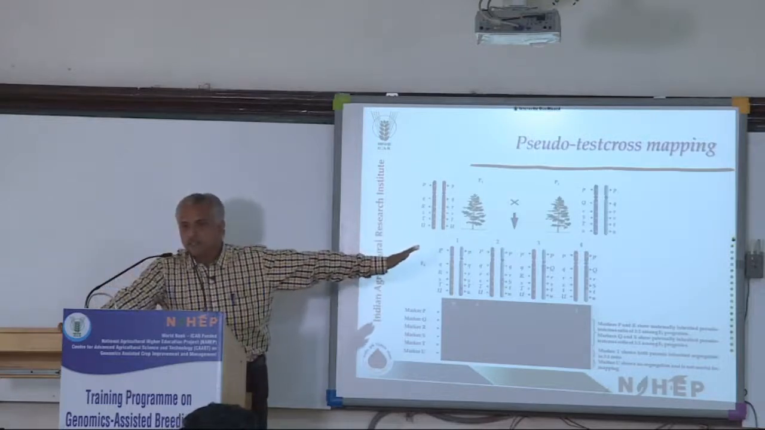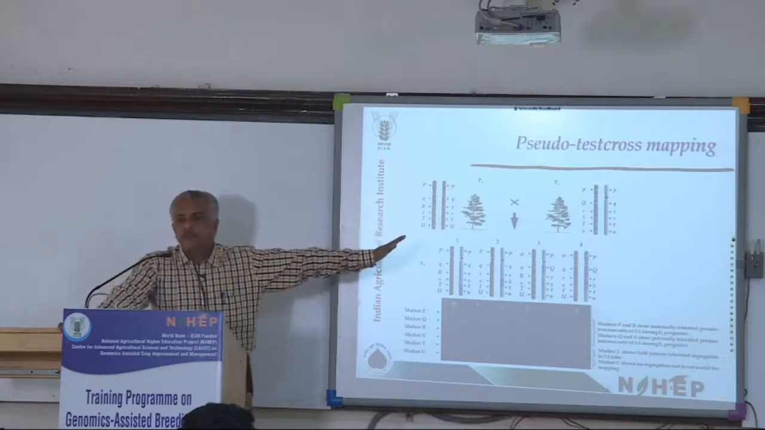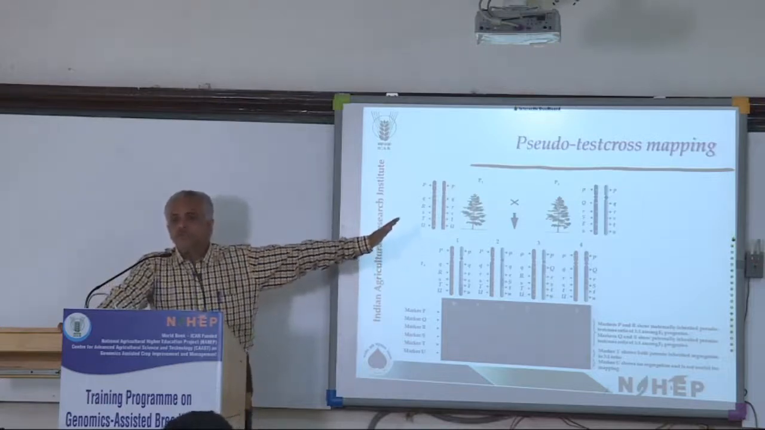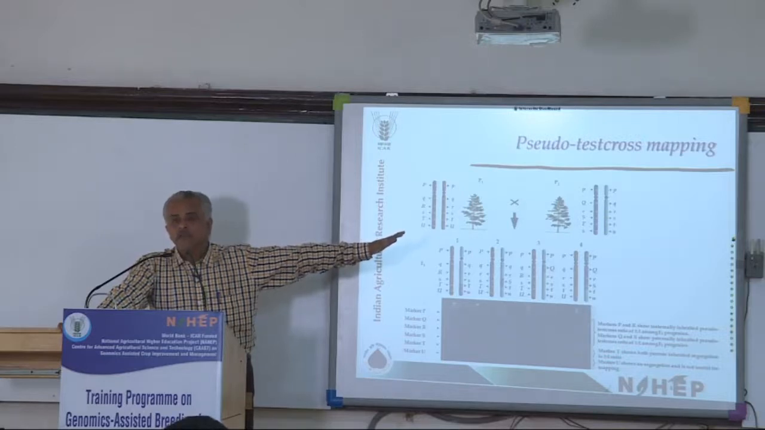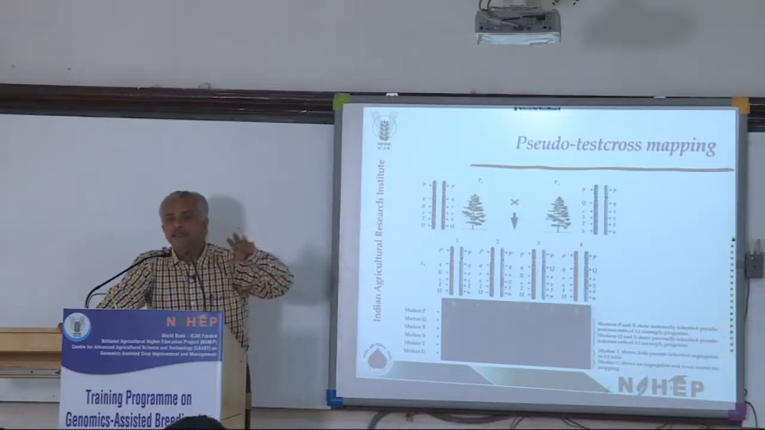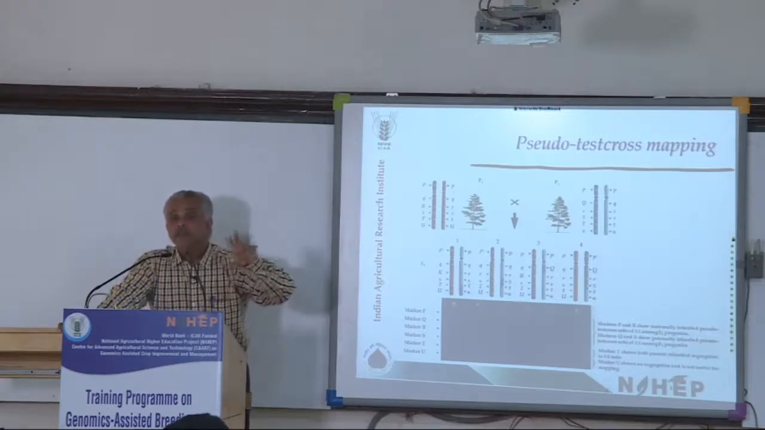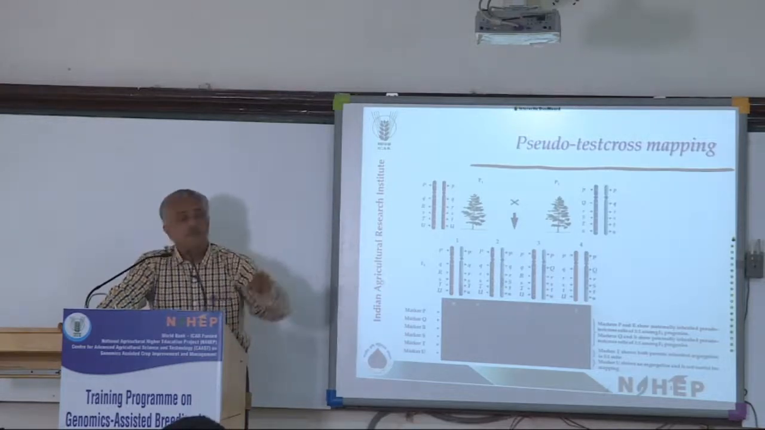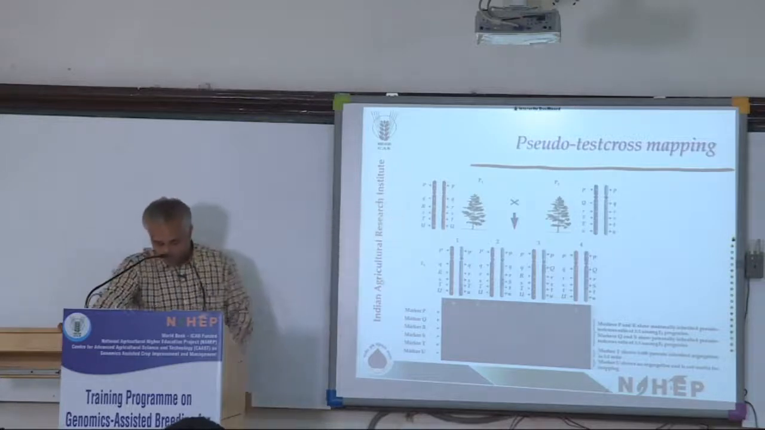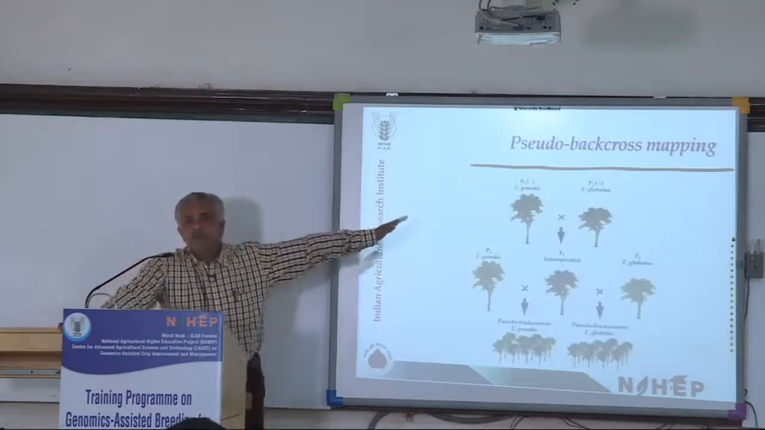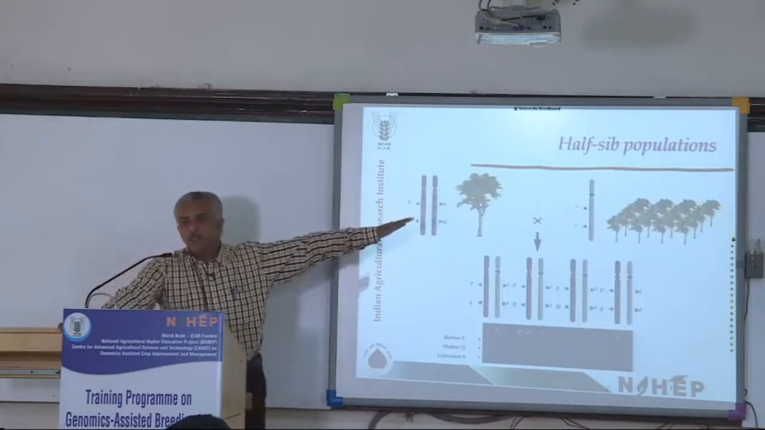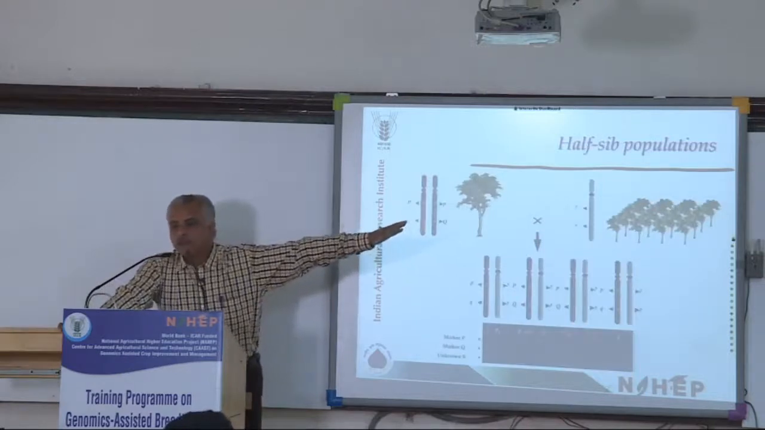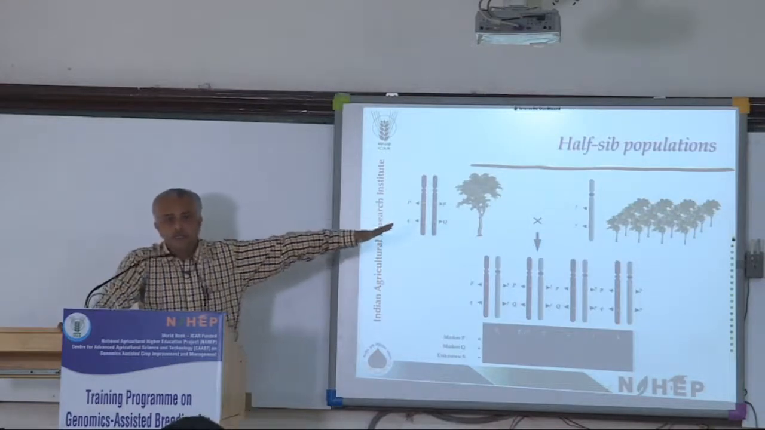There are other methods. If you have natural populations whose progenies are known, there are methods to identify or map or make populations which are looking genetically similar. They call it pseudo because it is not exactly the same. There are pseudo test crosses, there are pseudo back crosses, and you have half-sib progenies. All this can be used for mapping. I am not going much into detail about this.